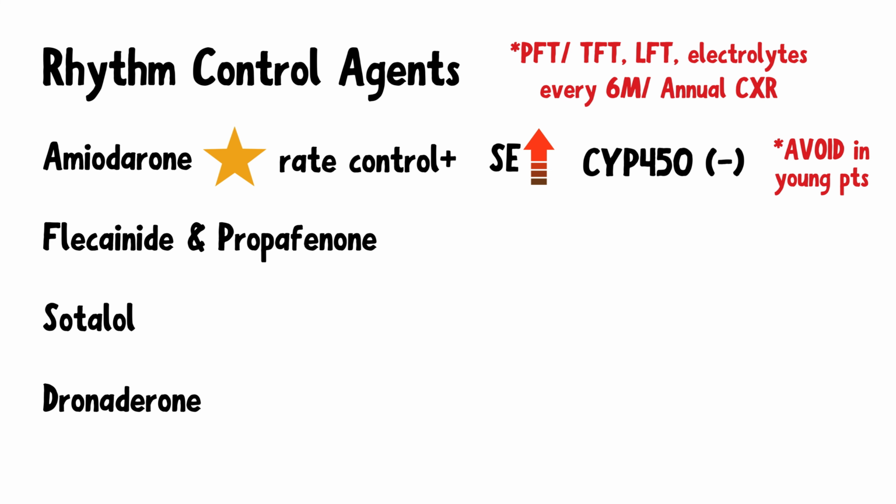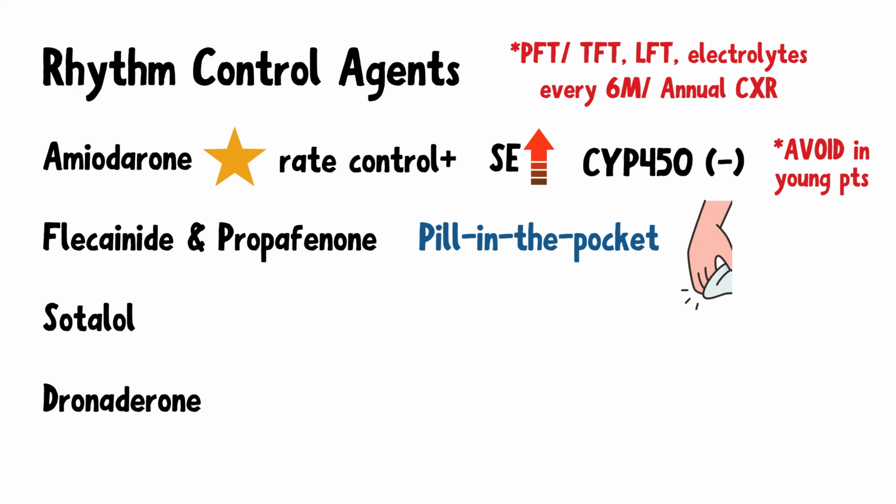Flecainide and propafenone can be used in the pill-in-the-pocket approach, which is a strategy where patients can carry this pill with them and take it whenever they feel any symptoms of atrial fibrillation, like palpitations. This can help prevent any unnecessary ED visits or hospitalizations by converting an episode of atrial fibrillation back to sinus rhythm at the comfort of your home.